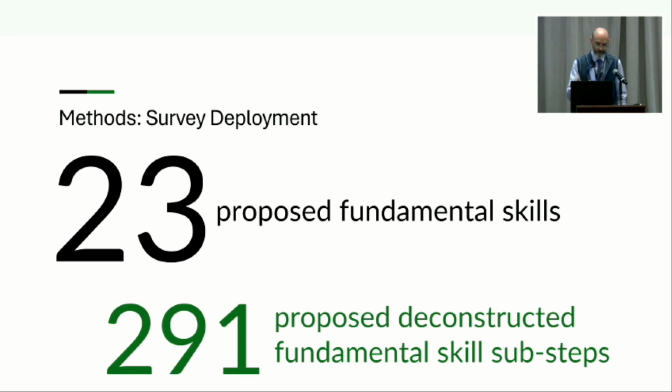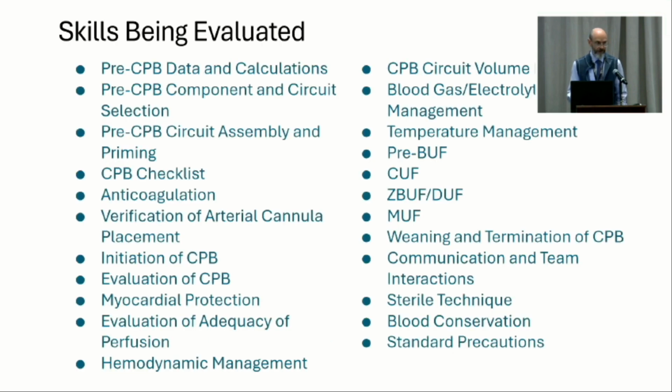So we have been proposing through our research that cardiopulmonary bypass is actually a portfolio of skills. And in this case, for this research, what we proposed is there were 23 fundamental skills. And then to do those 23 fundamental skills, we proposed to the people taking the survey that there may be as many as 291 items necessary to conduct those particular skills. And that's what we were going to research. Here's a list of the skills that we put in front of the survey respondents.